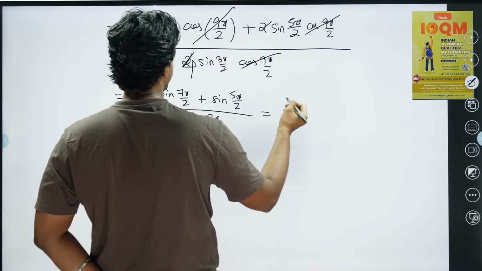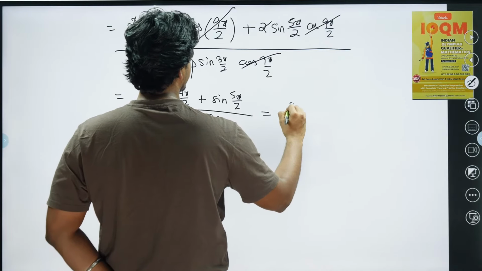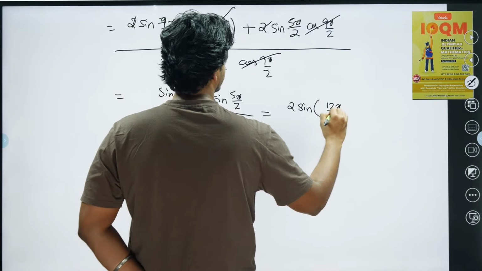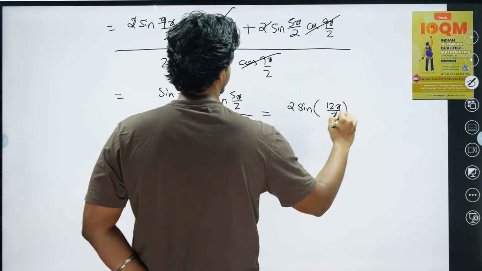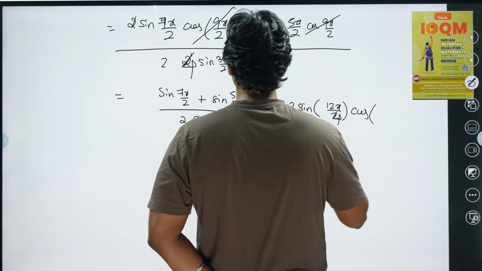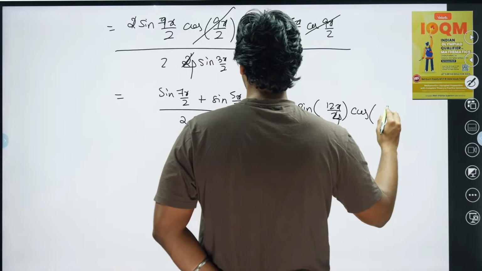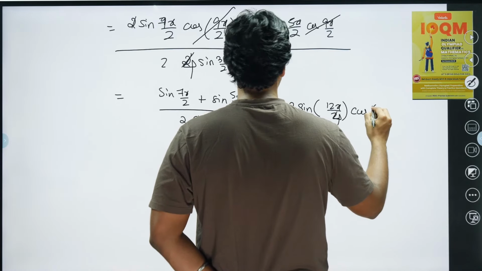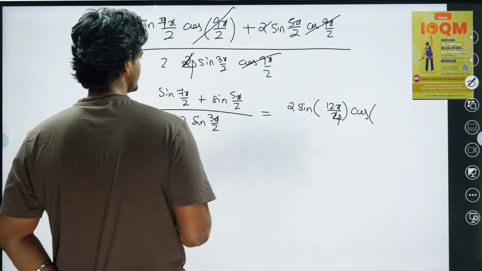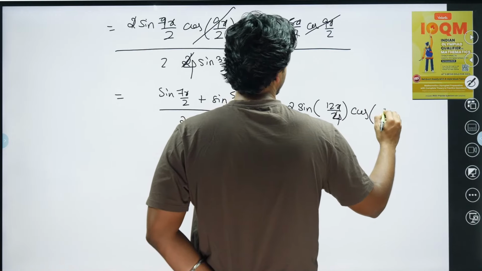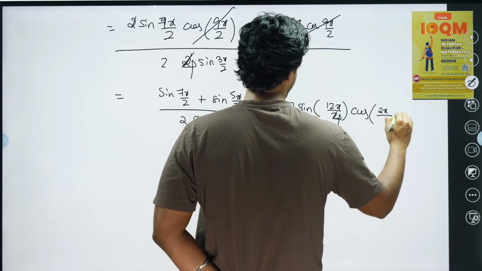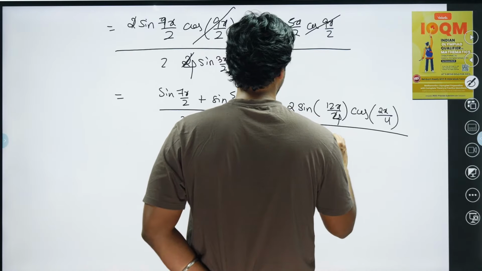Okay, so this will be sin C plus sin D, 2 sin 12x by 2 by 4, cos 2x by 4, divided by 2 sin.